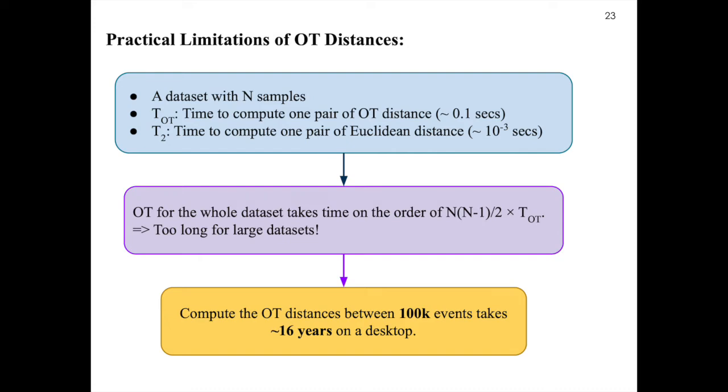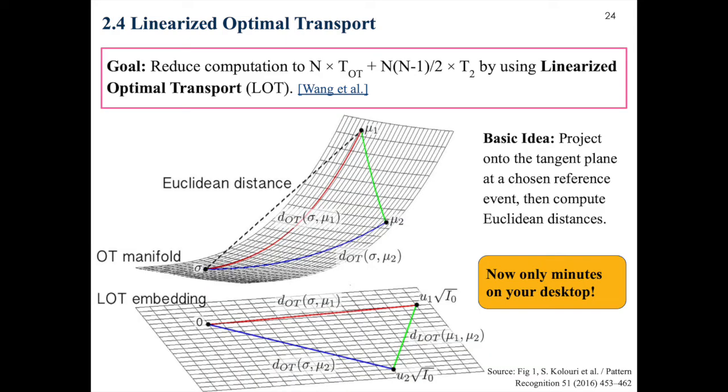And to compute the entire pairwise distance for a data set with n samples, we will need OT computation on the order of n squared. So usually for a practical data set, n is on the order of 10 to the 5th or even more. This means that it will take more than 16 years on your desktop to compute the OT distance matrix for even a very normal data set. So this is obviously not acceptable. So we are really in bad need of a method to speed up the OT computation.